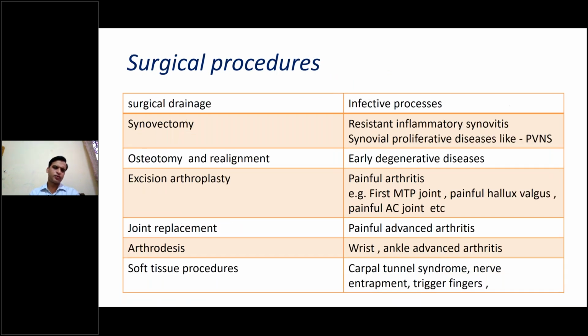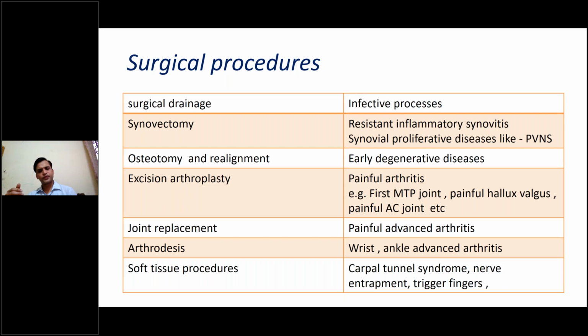Among the surgical procedures, various surgical procedures which are possible in joint pains are surgical drainage, for example, if there is any septic process, acute or chronic septic arthritis, or synovectomy if there is involvement of the synovium. For example, pigmented villonodular synovitis requires excision of the synovial membrane. If there is malalignment of the joint, then it may be treated by osteotomy and realignment of that limb. I will show you these X-rays later on.